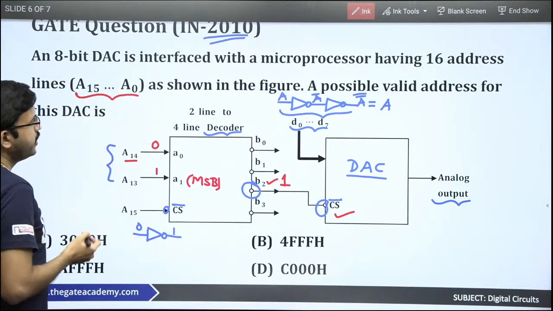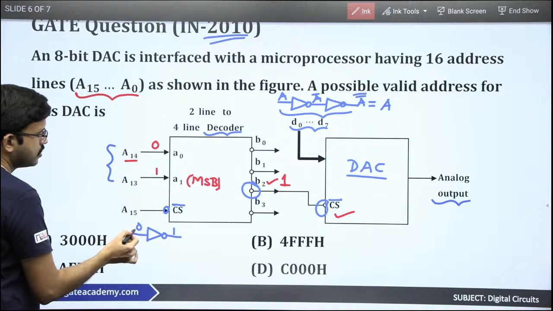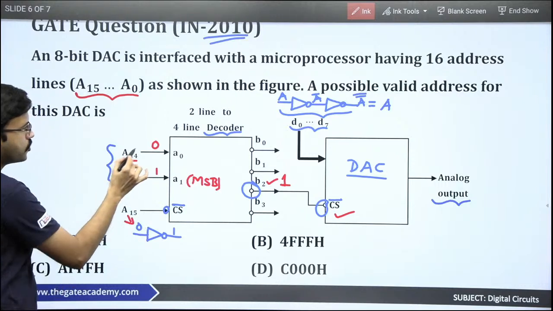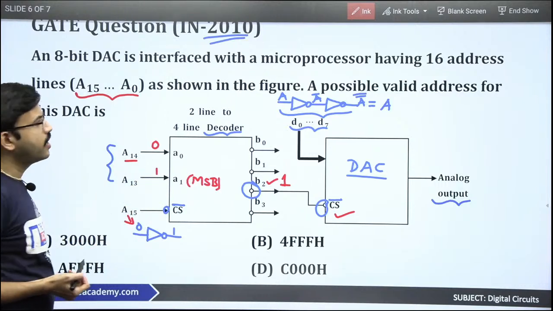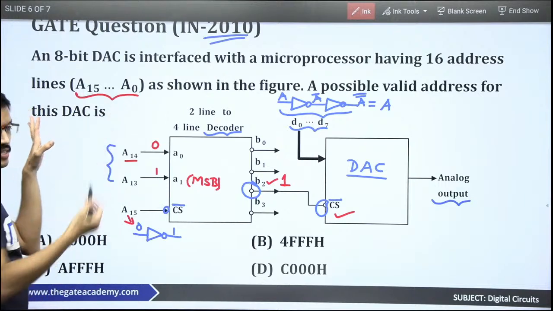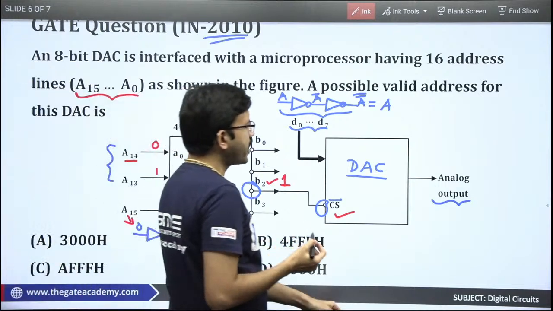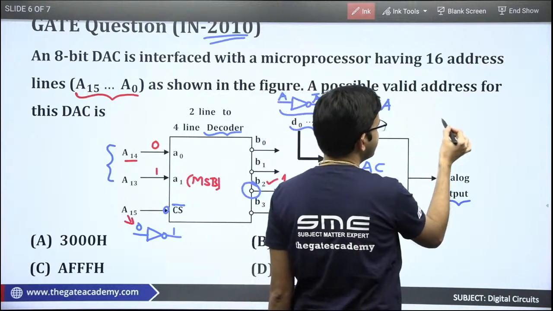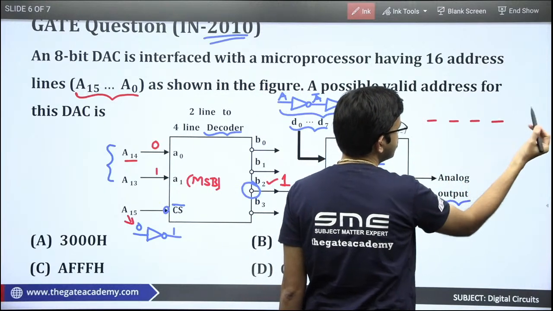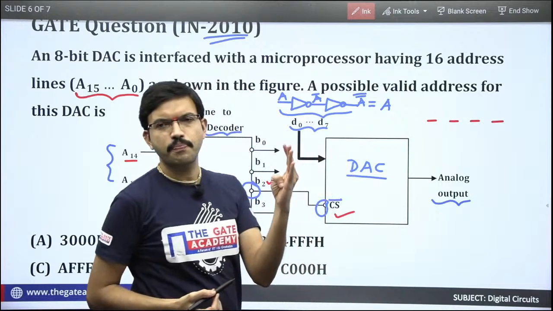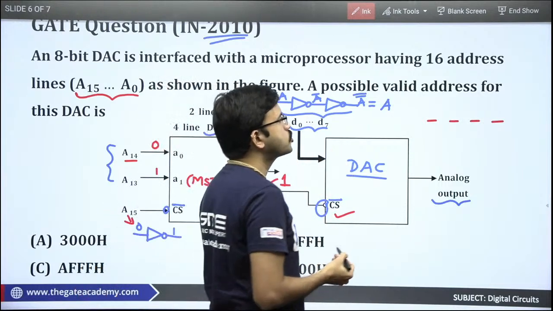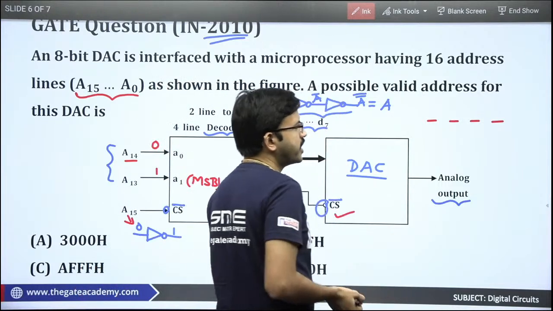Now here we got A15 value as 0, A14 as 0, A13 as 1. Now here in total we have 16 address lines. If you write those 16 address lines in terms of hexadecimal digits, we will get only 4 digits.